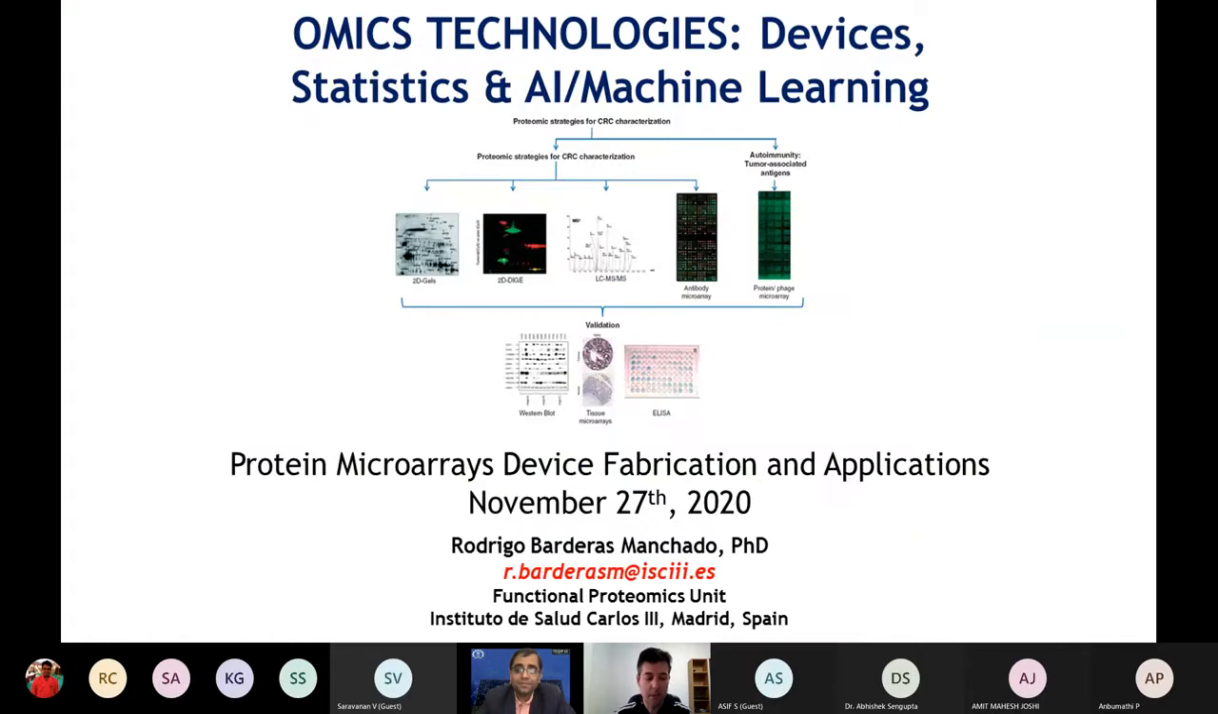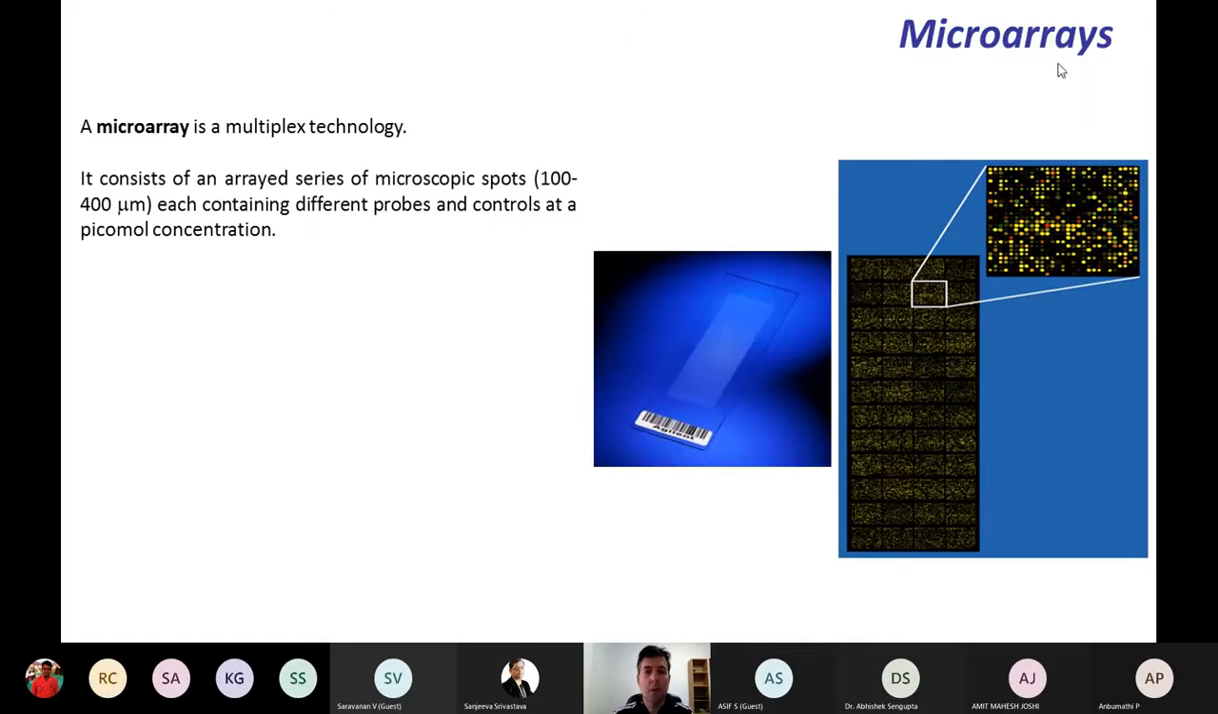So, as Professor Srivastava has told you, I'm going to speak about what we are doing in the lab using different approaches with protein microarrays, from the construction to the application. I'm going to give an introduction of how to get a protein microarray, and also how they can be applied to different applications.